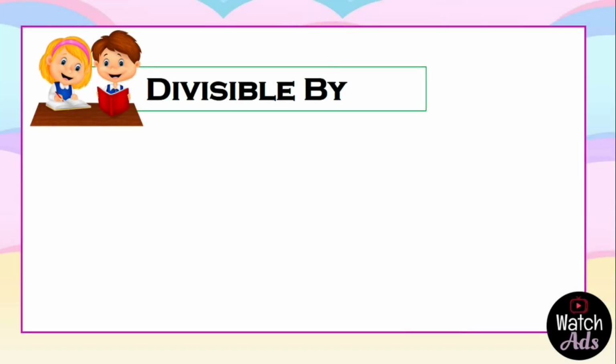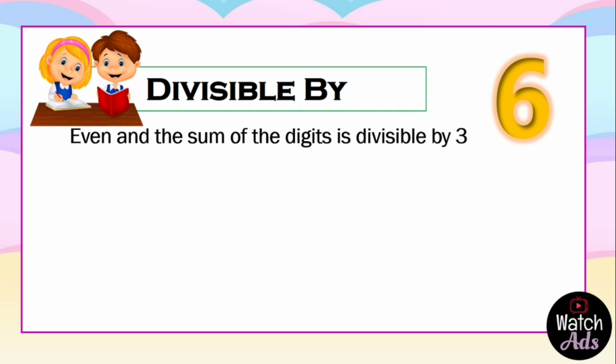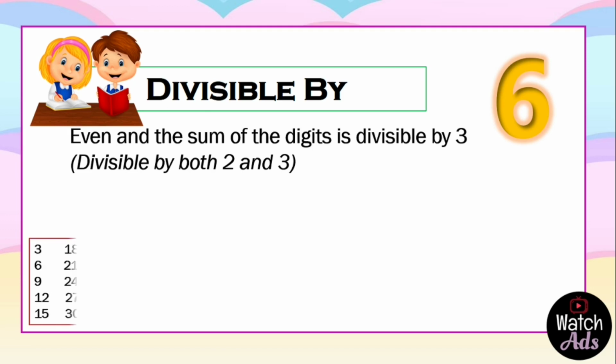To test divisibility by 6, we have two criteria. First, the number should be even. Second, the sum of the digits is divisible by 3, which means the criteria is the number should be divisible by both 2 and 3. Let's have a little side note again of the multiples of 3.